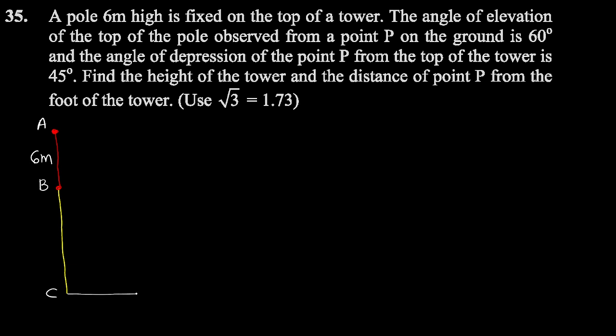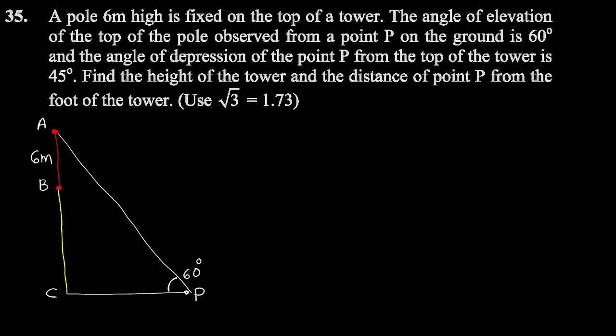This is the ground, and here there is a point P on the ground. The angle of elevation of the top of the pole A, observed from the point P, is 60 degrees. This angle is 60 degrees. Understood? All of you clear?